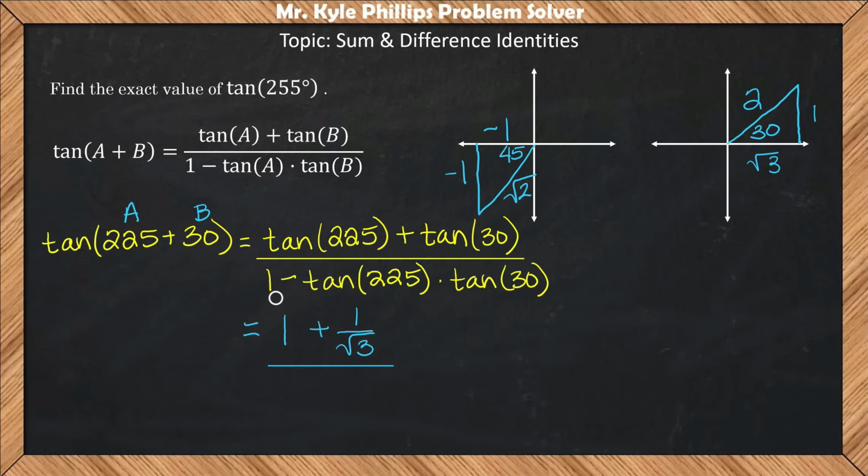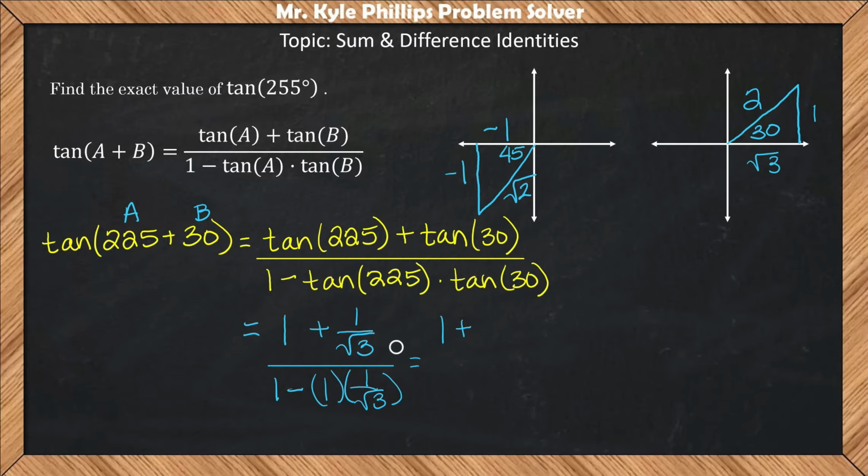And then in the denominator, we have 1 minus tangent of 225, we've already answered that. We did it here. That answer is 1 times tangent of 30, which we've already answered, 1 over √3. So here we have 1 plus.